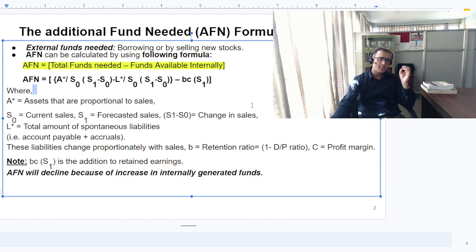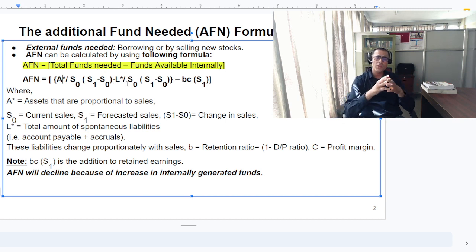Now, an important point is that when you are using the AFN equation or the formula approach, you need to understand the A asterisk notation. A asterisk is all about this: if you would like to increase your sales by 20%, then you have to invest 20% in your assets also. That is called assets which are proportional to sales. S0 is the current sales, and S1 minus S0 is the change in sales. Okay, you can say delta S, you can use it.